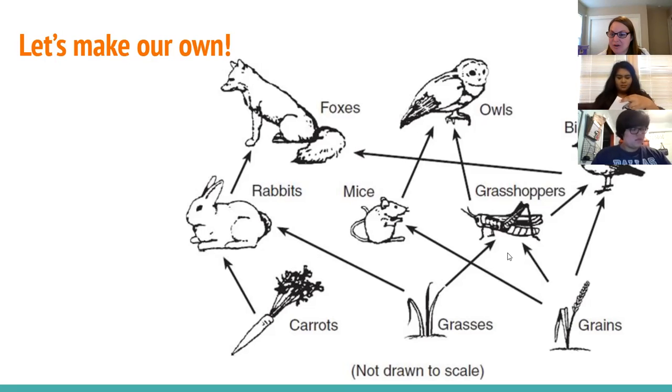Are you guys done with the sun on the hanger? Yeah, okay. Now I would start cutting out your producers first. So start by cutting out your grasses and your grains and your carrots. And those are gonna be the first things that you tie onto your food web. So on your food web, the first thing that you're gonna have tied to it is gonna be your carrots and your grasses and your greens.